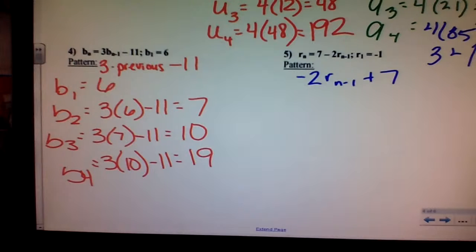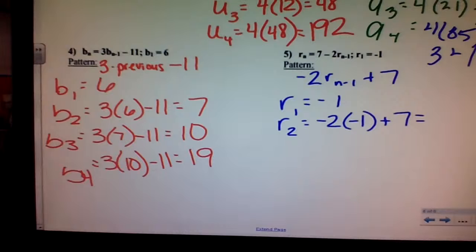So then, if R1 is -1, R2 is -2 times -1 plus 7. So -2 times -1 is 2 plus 7 is 9. All right, I got it, but I did it the other way. I just plugged it into my calculator, which does order of operations for you.